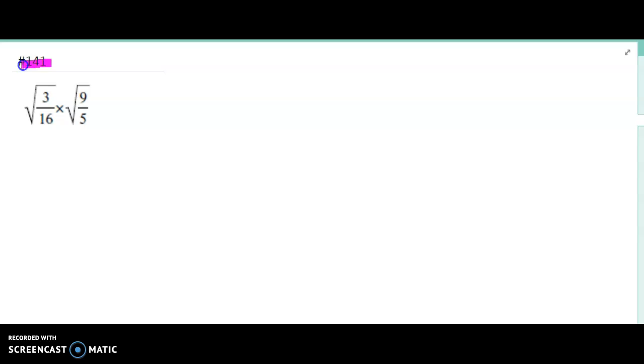All right, guys, this is kind of the last variation of radicals we're going to look at, and these aren't bad at all. So what you need to know is that something like this, so the square root of 3 over 16 is the same thing as square root of 3 over the square root of 16. Okay, so that's all I'm going to do, I'm going to change these to be like a separate numerator and denominator rather than all being under the same radical. So I'm going to say square root of 3 over square root of 16 times square root of 9 over the square root of 5.